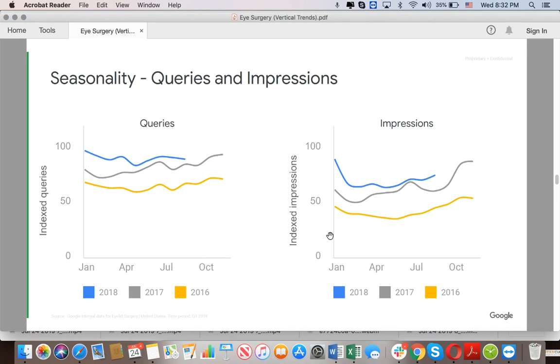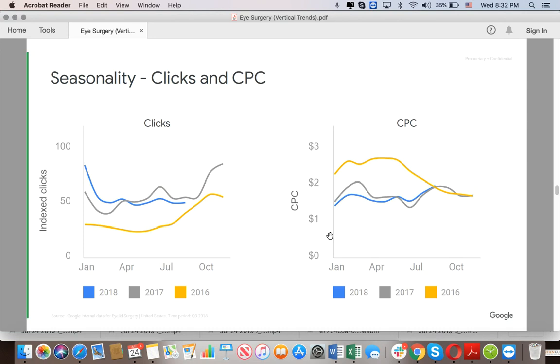People probably make changes to fix their eyes before the new year. Some people like to do that. Same with the clicks and CPC. The clicks are going up because people are searching for the services. At the beginning of the year and end of the year, we see an increase in traffic and clicks.